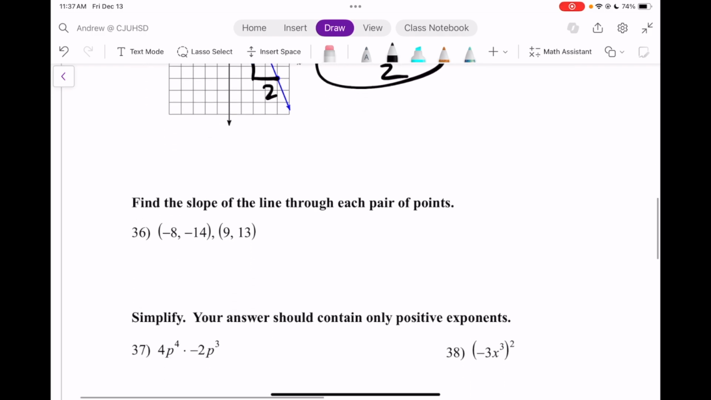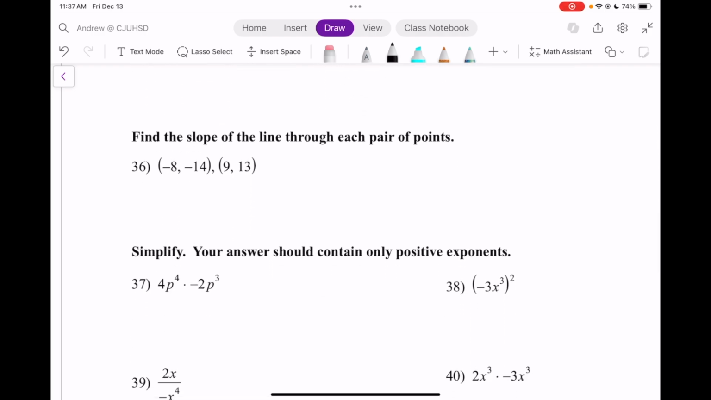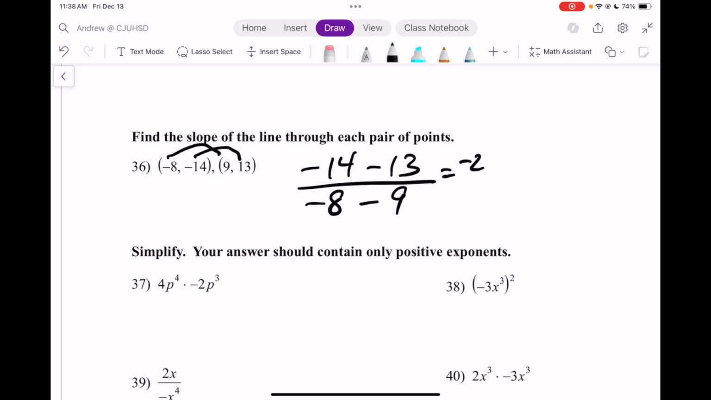And we can do the same thing without a graph by looking at the numbers and subtracting. So I look at the change of the y's. So y changes from negative 14 to 13. And at the same time, x changes from negative 8 to 9. So negative 27 over negative 17. That doesn't go evenly, but we can take the negatives and make them both positive. That's 27 over 17.